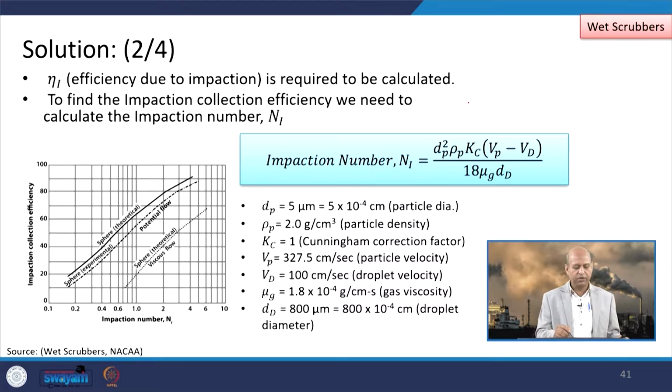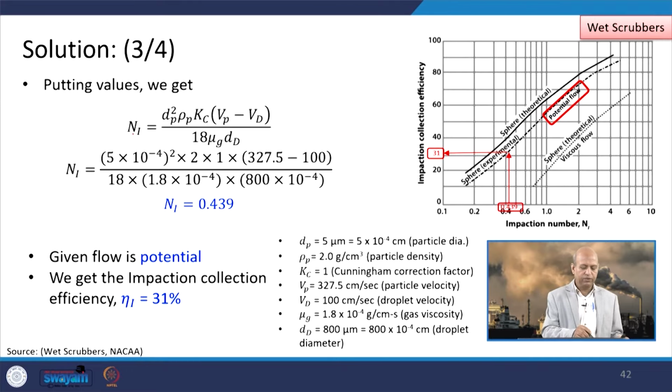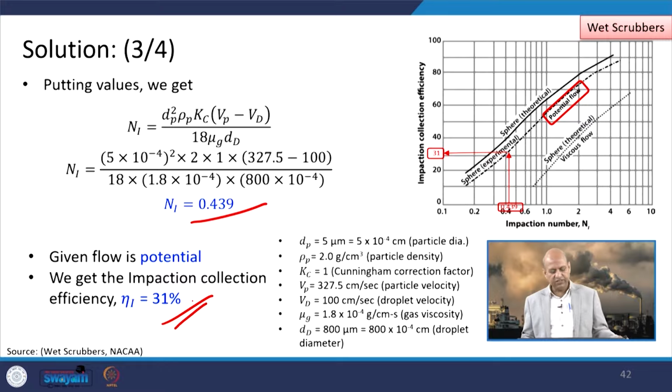This relationship can be used for calculation of the impaction number. Eta 1 is the efficiency due to impaction, which we can calculate from this graph when we know N1. N1 can be calculated by this particular relationship. First we calculate the N1 value, which is around 0.439. From 0.439 we go up to the sphere experimental potential flow curve, go to the left side, and around 31% is the efficiency of this particular spray tower.